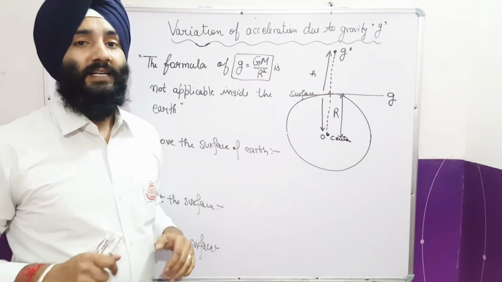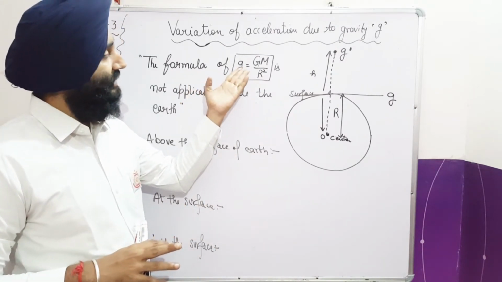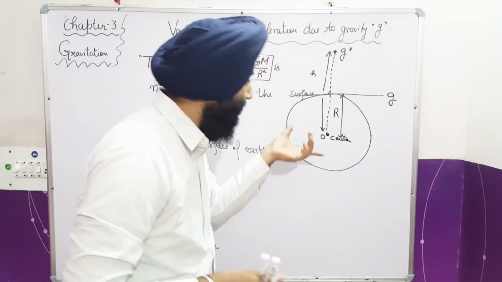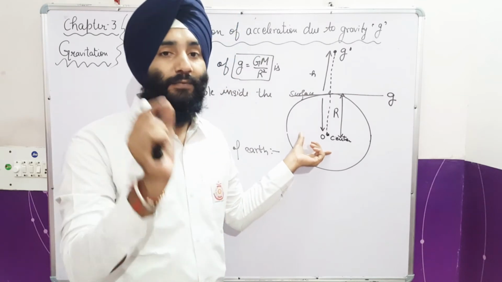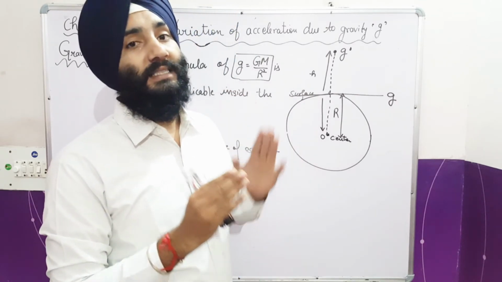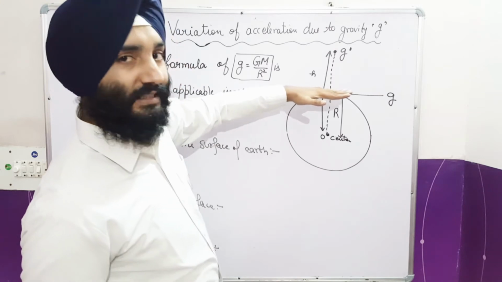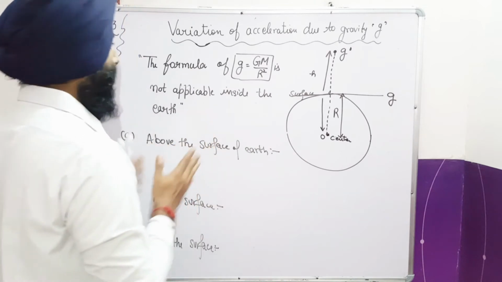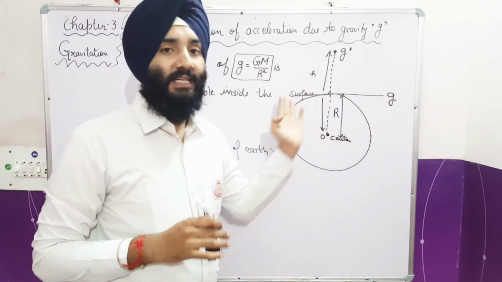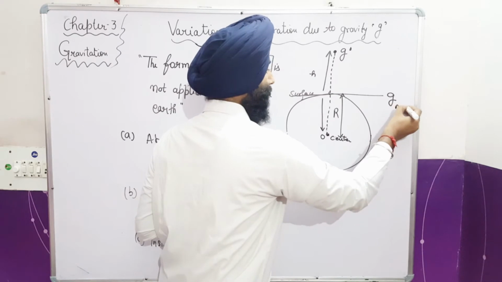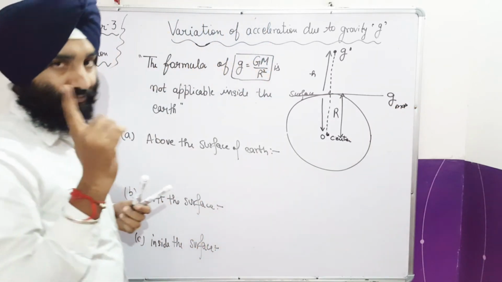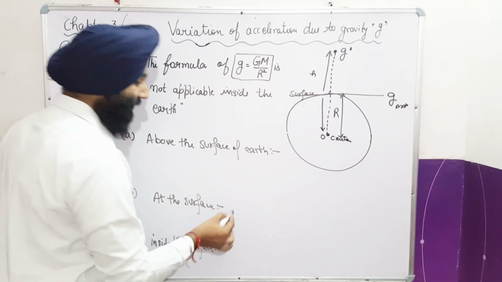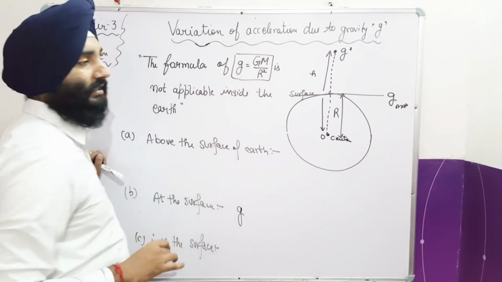Okay, students, as you know that we have the formula of gravity, that g is equal to GM upon r square. So this formula is not applicable inside the earth. Fine. You have to remember this thing. This formula is applicable on the surface or above the surface, not inside the surface. Fine. So as you know that on the surface, बच्चे, the value of acceleration due to gravity is maximum. On the surface, the value of acceleration due to gravity is maximum, and we will suppose that the value of acceleration due to gravity is g on the surface.